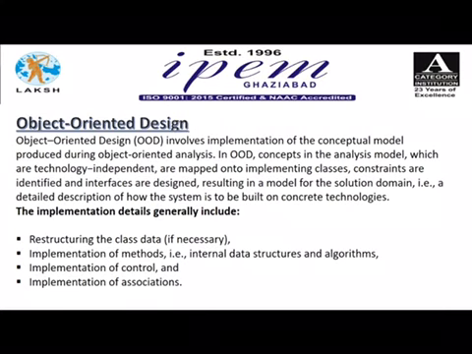There are some key points included in object-oriented design: restructuring the class data if necessary. Second point, the implementation of methods, like internal data structure and algorithm. Third one is the implementation of control, and last one is the implementation of associations.